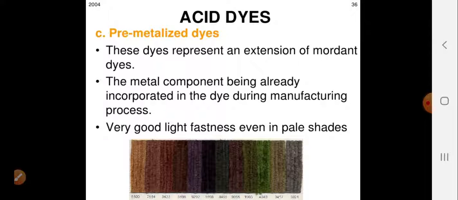The third type of acid dye is pre-metallized dyes. They represent an extension of modern dyes. We will see modern dyes ahead in the classification. The metal component is already incorporated in the dye during the manufacturing process. So pre-metallized means the metal component is already present. Very good light fastness even in pale shades. So under sunlight the dyes will not wear off from their color.